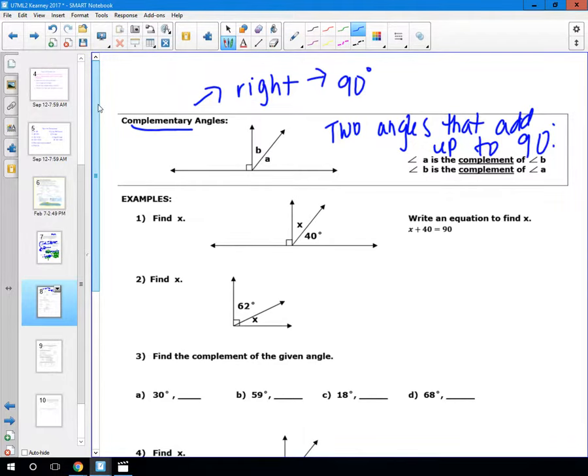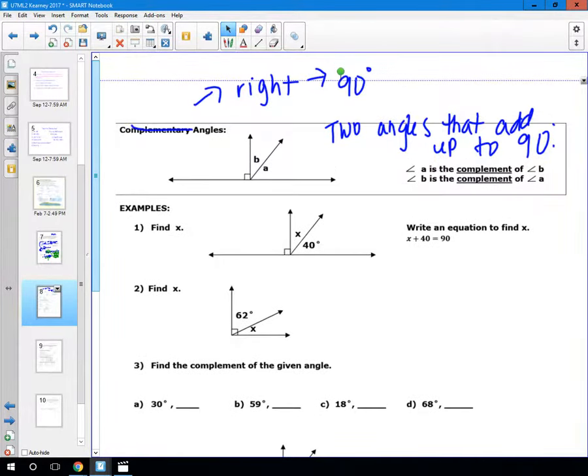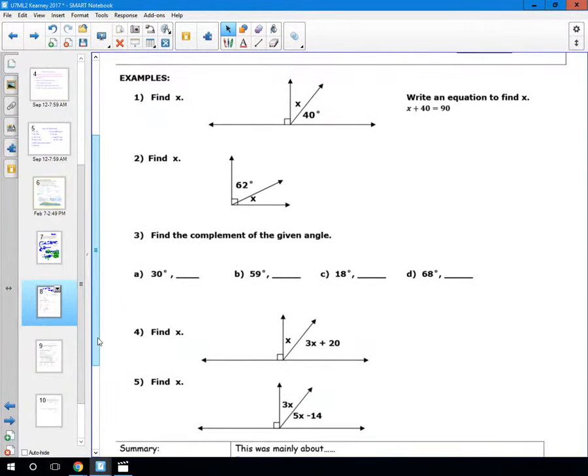Okay? So we can use that to solve the following equations. So basically, 1 and 2, you guys can do on your own. You don't need me for this. And you really don't even need me for number 3. When you find the complement of 30, that means what can I add to 30 to make it complementary, which equals 90? So what can I add to 30 to give me 90? So that would be 60. Okay? So you can come back later and do 1, 2, and 3.